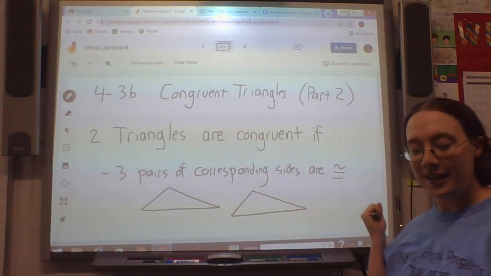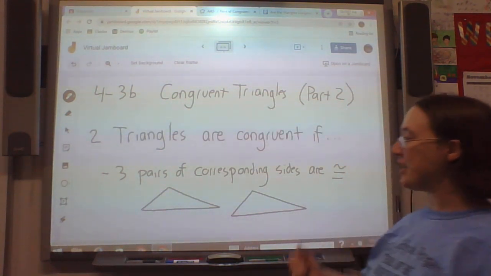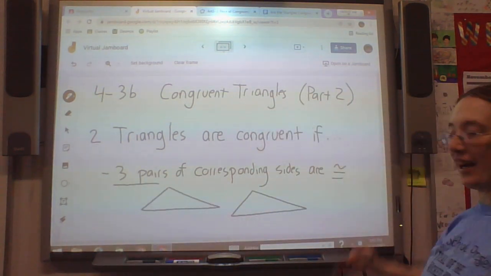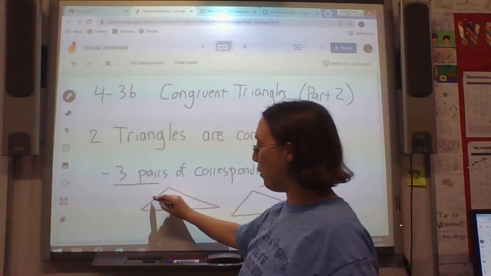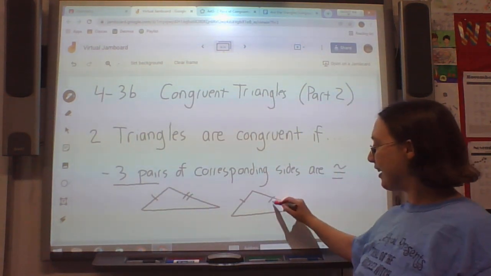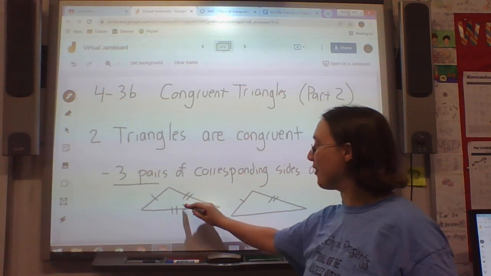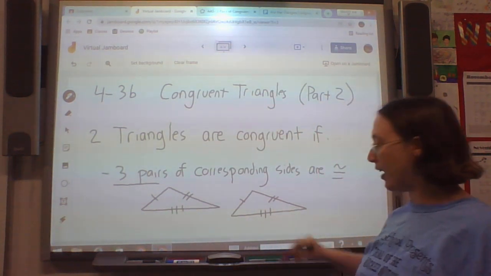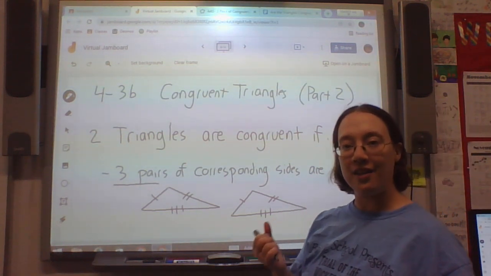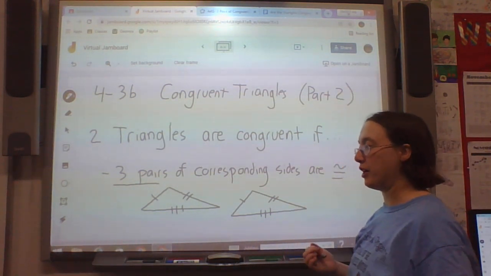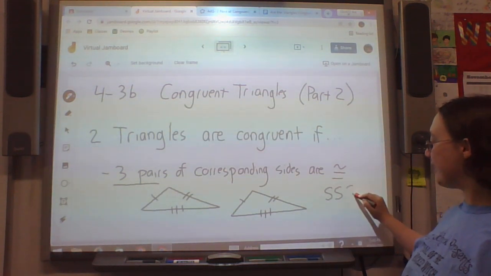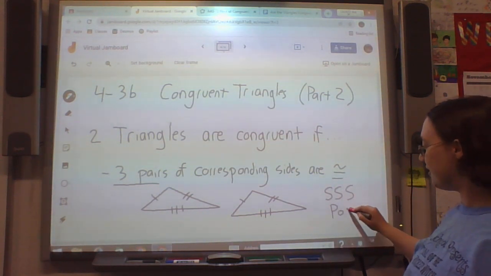So the first one is that triangles are congruent if we have 3 pairs of corresponding sides that are congruent. So if I know that these sides are congruent, and these sides are congruent, and these sides are congruent, if I have all 3 sides, then even if I don't know anything about the angles yet, the triangles have to be congruent. And we call this the side side side postulate.